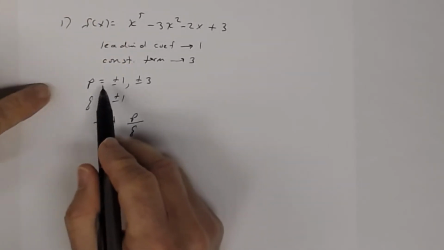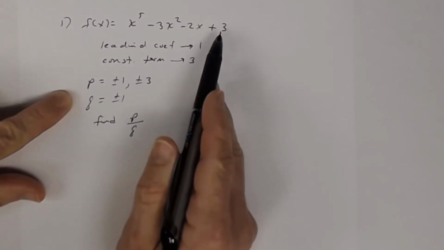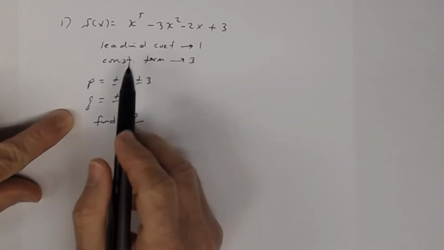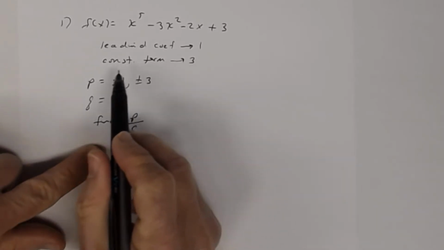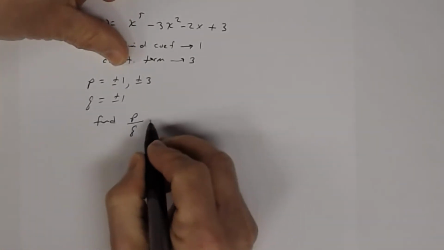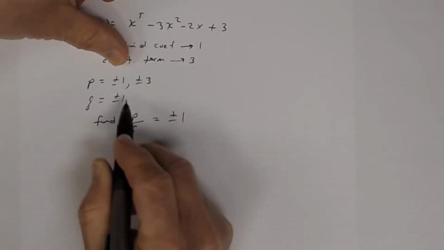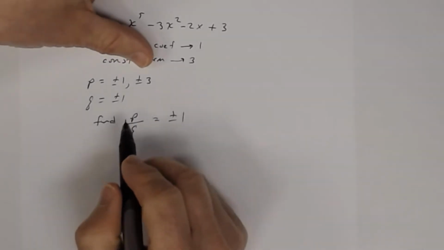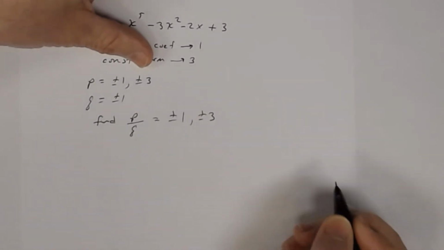So notice when I think about this, I always think about the factors of the constant term first, P, and then I always think about, well, what are the factors of the leading coefficient? So that way, when I do P divided by Q, these are your P's, these are your Q's. So plus or minus 1 divided by plus or minus 1 is plus or minus 1, because 1 divided by 1 is 1, right? Then do the next one. Plus or minus 3 divided by plus or minus 1. 3 divided by 1 is 3. So it's just plus or minus 3. And that's it.